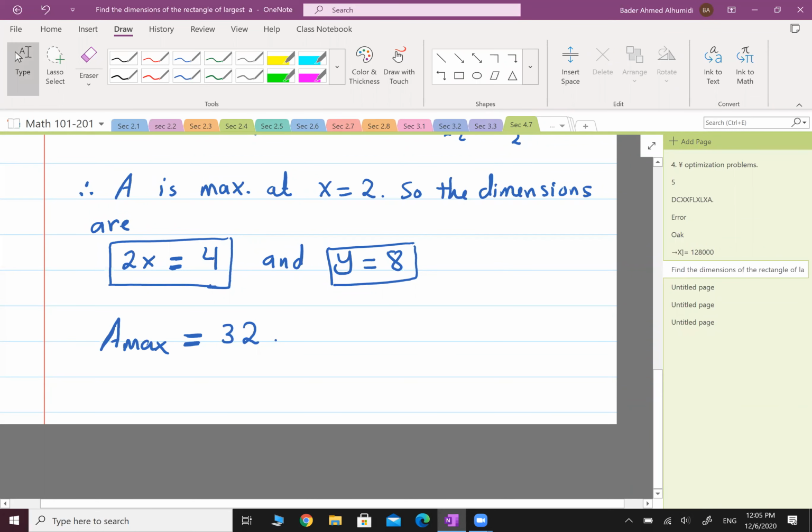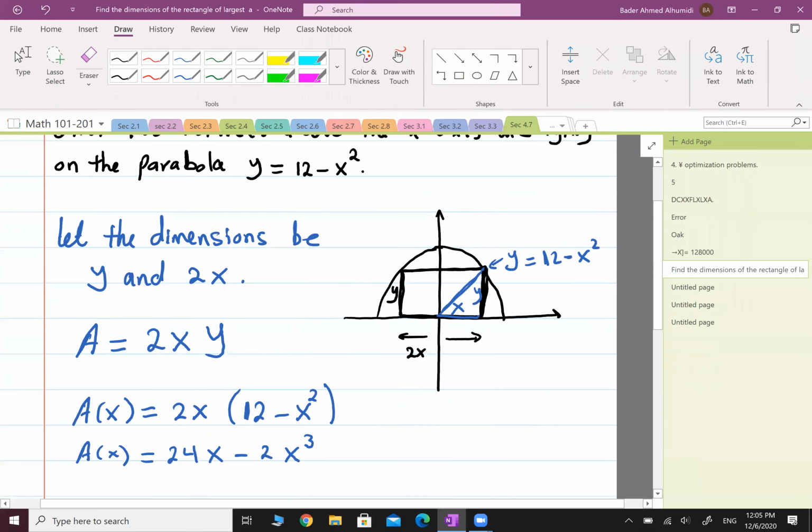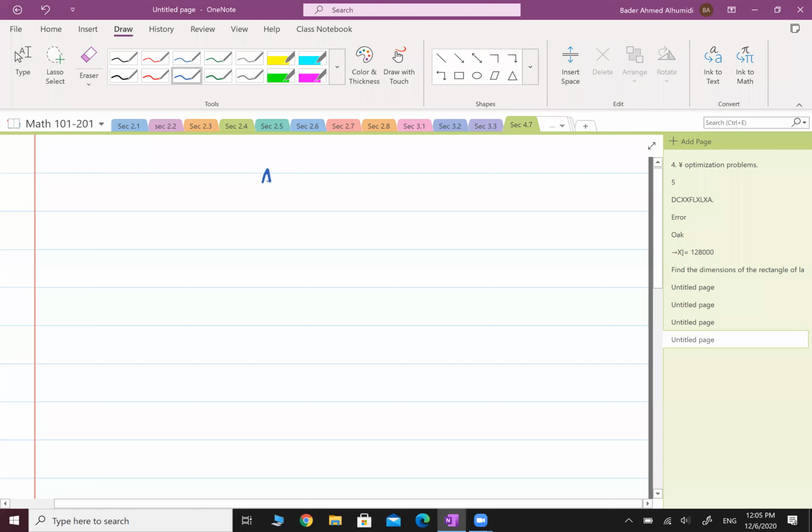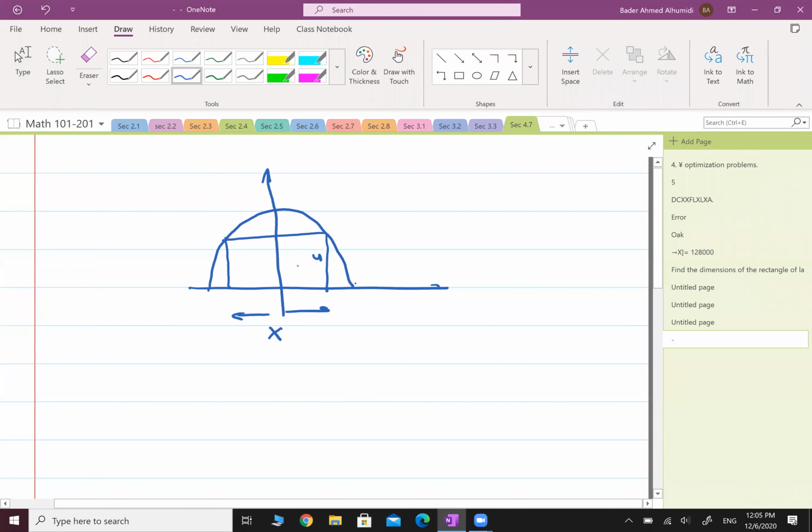Okay, if I choose the same question here, 12 minus x squared, I will add it just in scratch here. Maybe someone will say, this is 12 minus x squared, and I will draw a rectangle like this, but I will choose this side, all of it, to be equal to x, and this side to be equal to y. And I know that in general, for any point, x and y is equal to 12 minus x squared, that is if I have a specific x here. Okay, what will be the coordinate of this point?